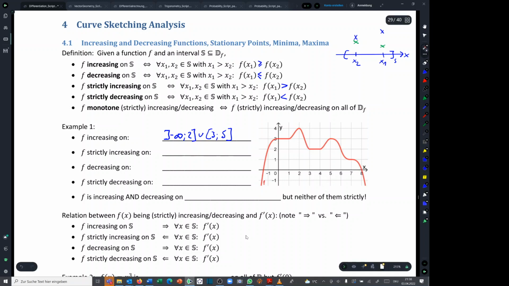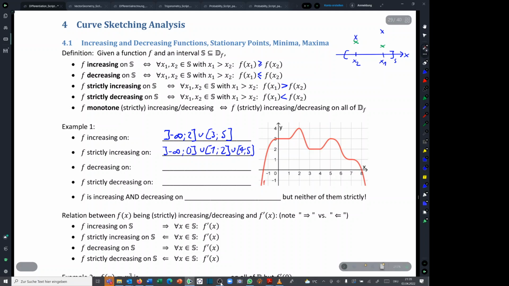If we say strictly increasing, then this is not allowed, it can't be horizontal. The point to the right has to be above the one to the left. For increasing, it's enough if it's just not below. So try now to find where f is strictly increasing. Stop the film, here comes the result. So it is strictly increasing here, then here, and then here.